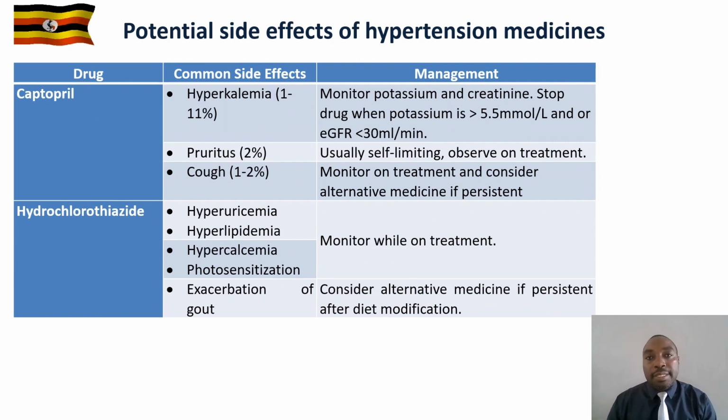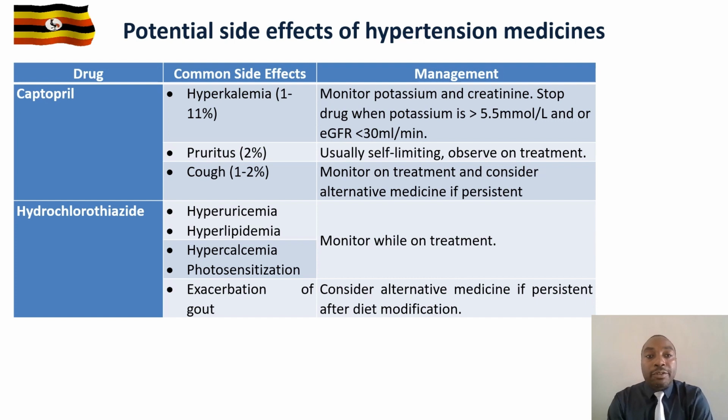Captopril, an ACE inhibitor, angiotensin converting enzyme inhibitor, can cause hyperkalemia, pruritus, which is itching, and they're also notorious for causing cough in 1 to 2% of people taking captopril. For hyperkalemia, again, when potassium is high, we have to stop if the potassium is above 5.5 millimoles per liter, or the eGFR is less than 30 mils per minute per 1.73 square meters. Then for pruritus, itching is usually self-limiting; observe and reassure.